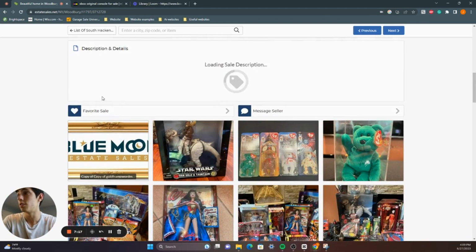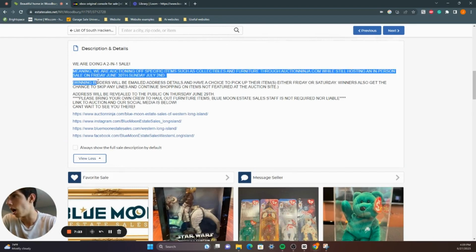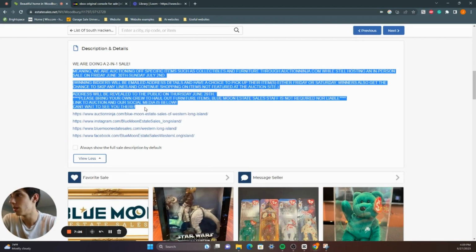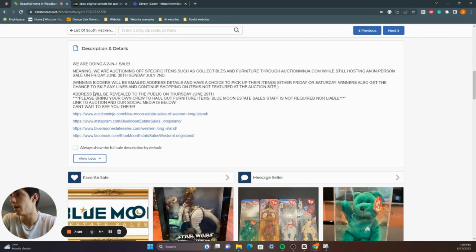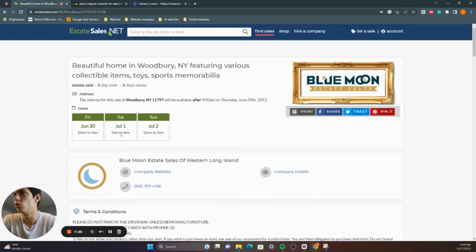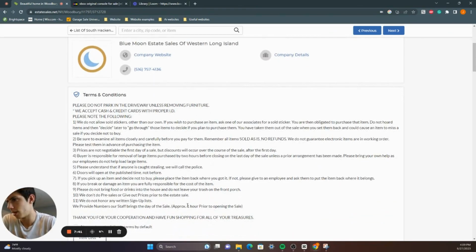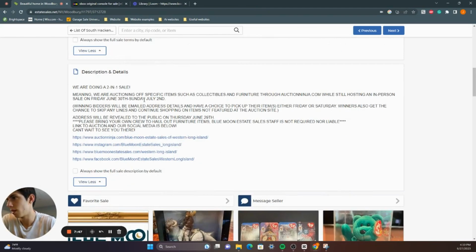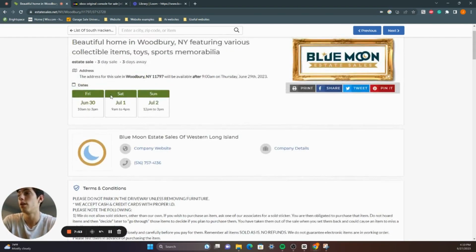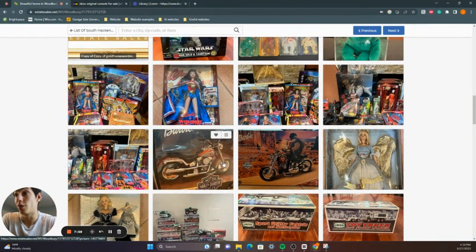And then this is descriptions and details, so you're going to get an idea of what is at the sale and understand details of the sale. Something like this, you can see that the address will be revealed to the public on Thursday, June 29th. Today is Tuesday the 27th. So they're only going to release the address the day before, which is something important to know, because if you wanted to get the address 2 days before for some reason, you couldn't.